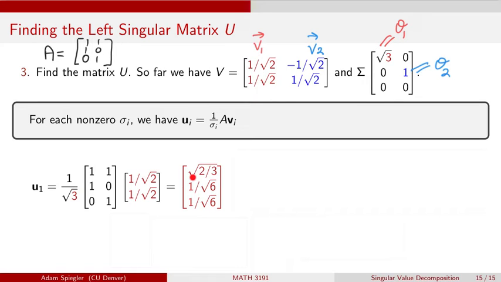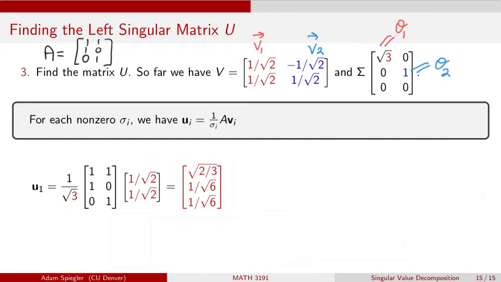The first entry is the square root of 2/3. So both the 2 and the 3 are under this square root, if it's not clear. Then 1 over the square root of 6, 1 over the square root of 6. So here's the first column that we're going to need in this matrix U.